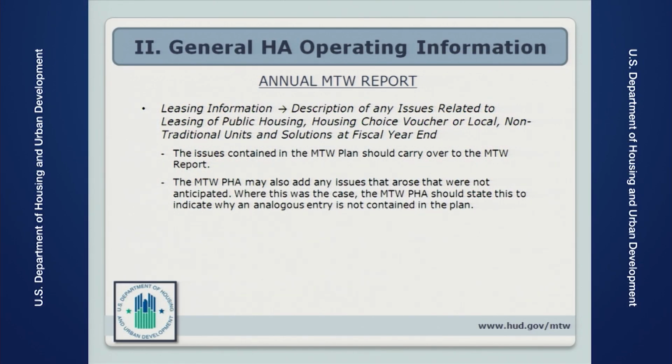Okay, next in the report on leasing information is a description of any issues relating to leasing into public housing, voucher, or local non-traditional units. Again, this has an analogous section in the MTW plan. So what the agency would do would be to pull all of those issues that they provided in the plan and report back here on whether or not those ended up being issues and the extent to which they affected their leasing. Again, we want to be able to match up the information that's provided in the plan with information that's provided in the report.